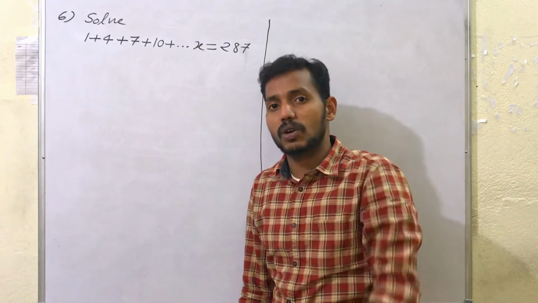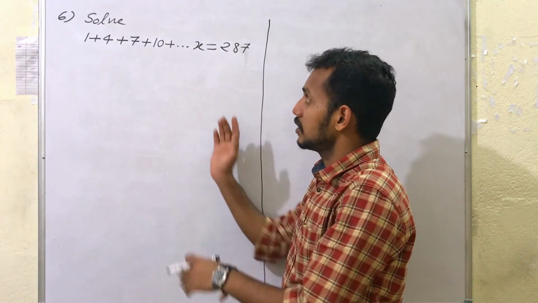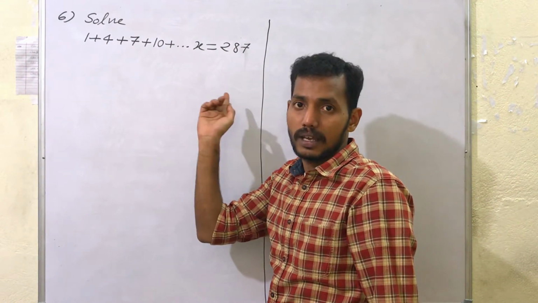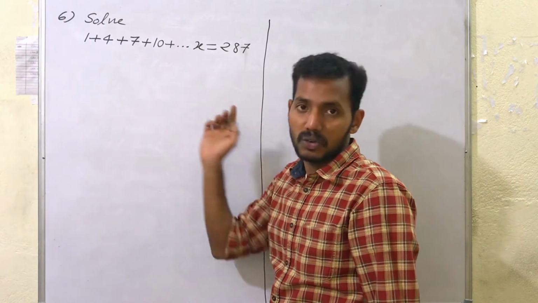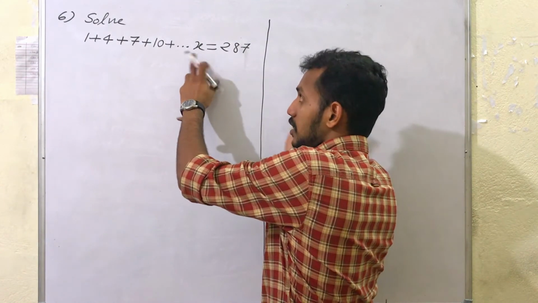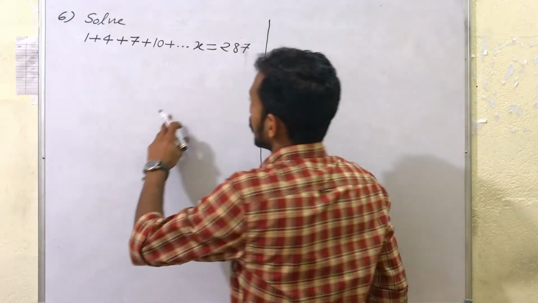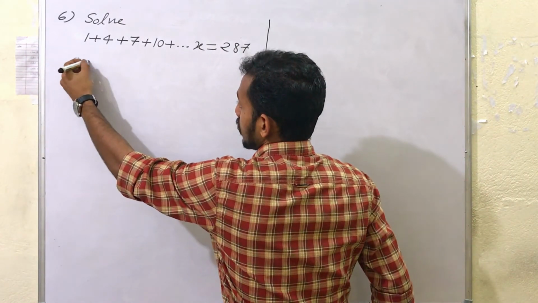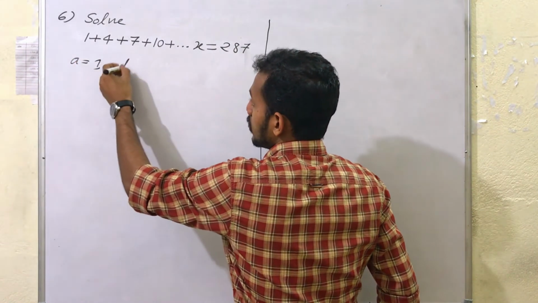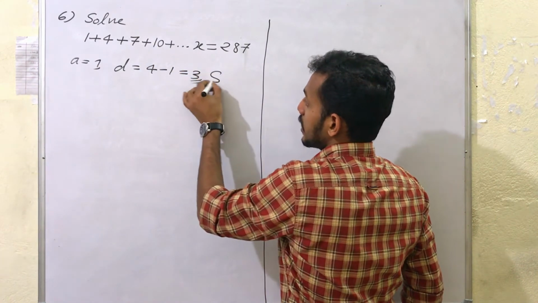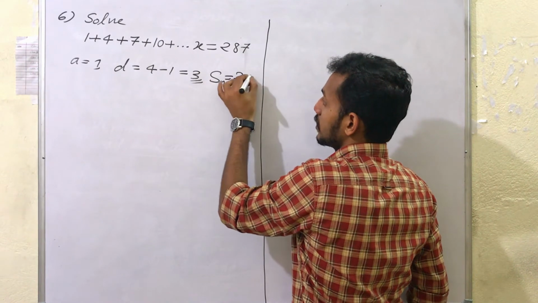This question can be solved in two ways. We can use either Sn equal to n by 2 into (a plus l) formula, or the normal formula, since x is the last term. Here I am going to use the normal formula. So what are the variables given? a equal to 1, common difference equal to 4 minus 1, which is equal to 3. Then Sn equal to 287.